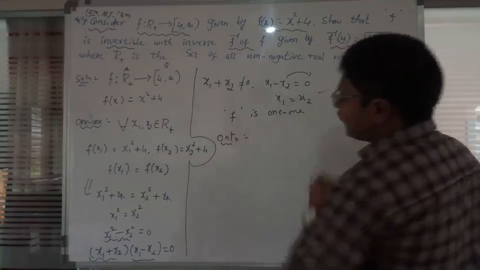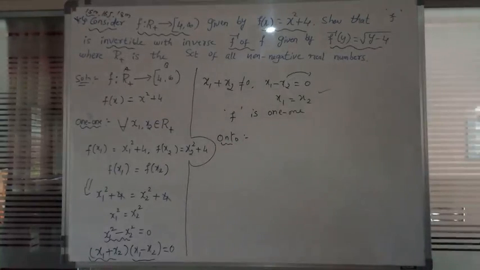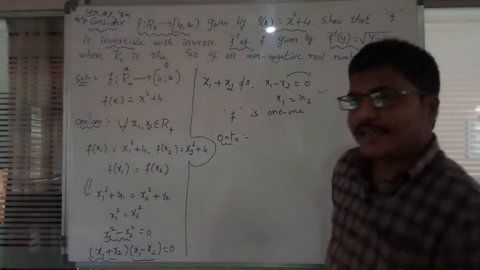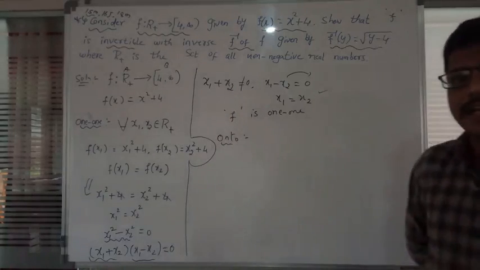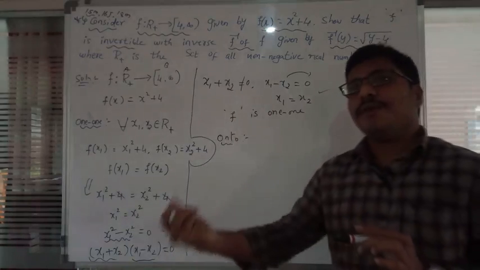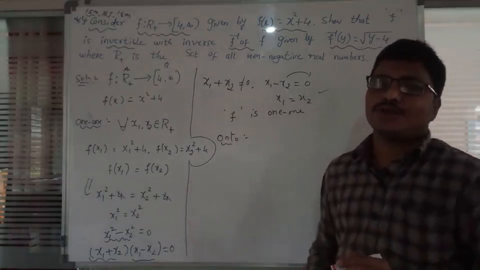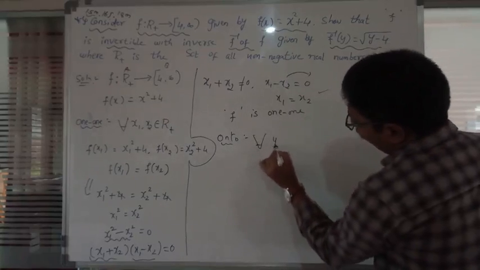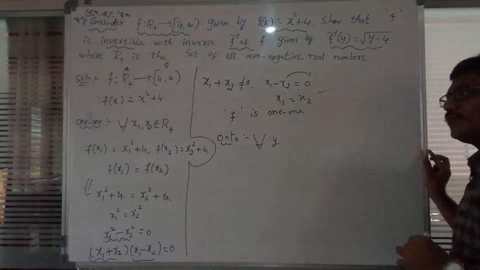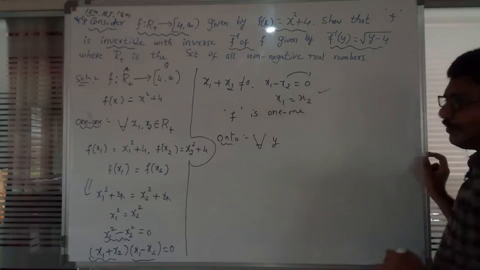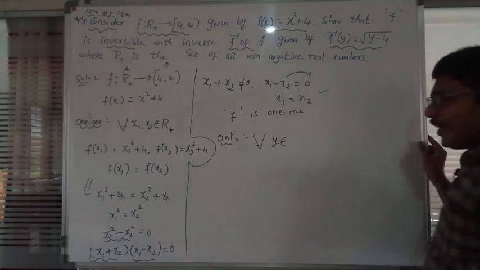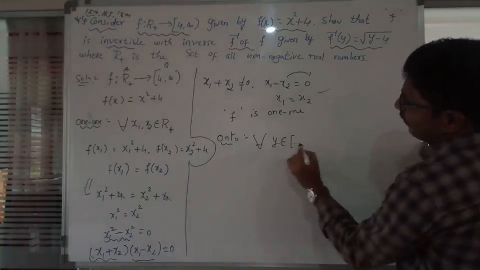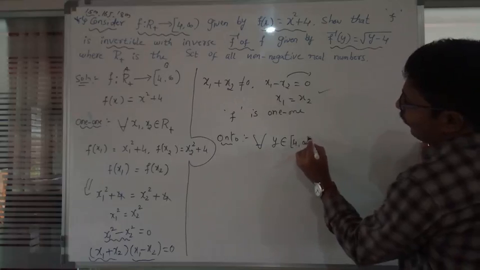Onto function. What is the definition of an onto function? Onto means every element in set B has at least one pre-image in set A. For every y belongs to B, there exists x belongs to A. For all small y, the elements present in set B. What is set B here? Set B is 4 to infinity.